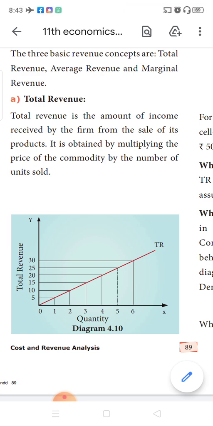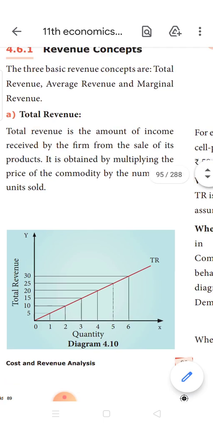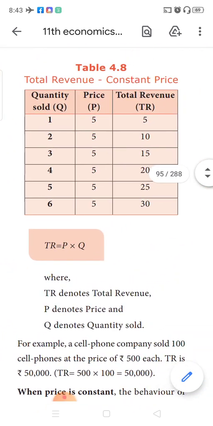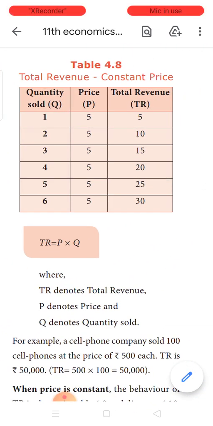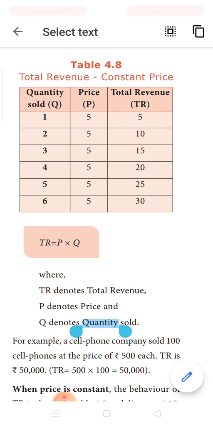How will you find total revenue mathematically? You multiply the price of the commodity into the number of units that are sold, the price into the quantity sold. P into Q, that's all. So TR is equal to P into Q. Now let us see the revenue. The revenue could be understood on two broad bases. One is when the price remains the same, what is the total revenue? And when the price changes, what is the total revenue?